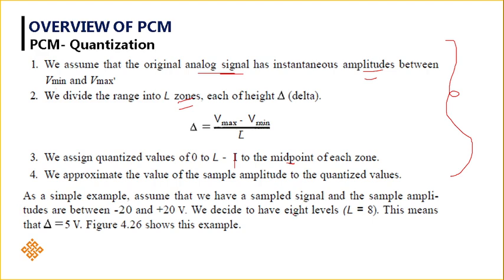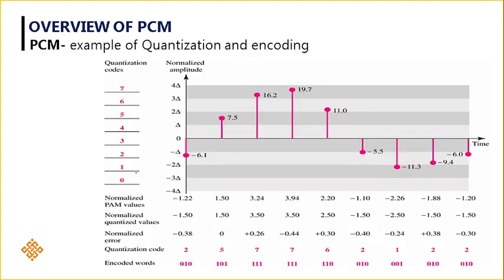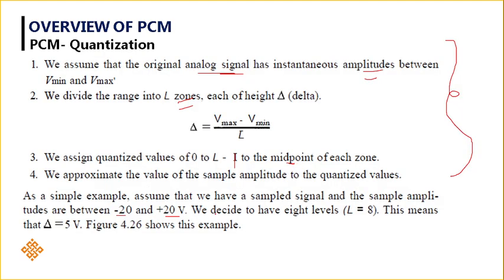So let us assume that a sampled signal is from minus 20 to plus 20. You can assume any values. Here you can see the values assigned: minus 20 to plus 20 means that within that range only, the signal has to be sampled. So we decide to have 8 levels, so here L is nothing but 8. These two values, the minimum value and the maximum value of the amplitudes, as well as the levels, we need to assume.